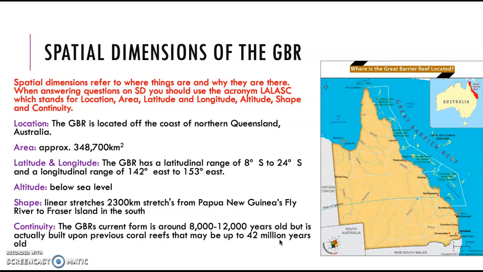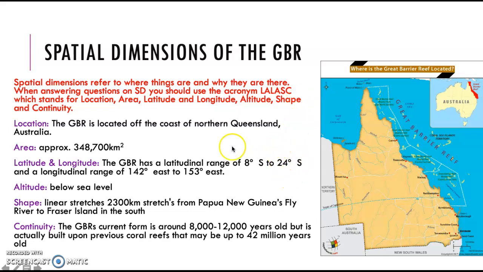When you answer a spatial dimensions paragraph, there are a few aspects that you need to include. They are location, area, latitude and longitude, altitude, shape, and continuity. And there's an acronym that we've given you just here, LALASK, to help you try and remember those components.